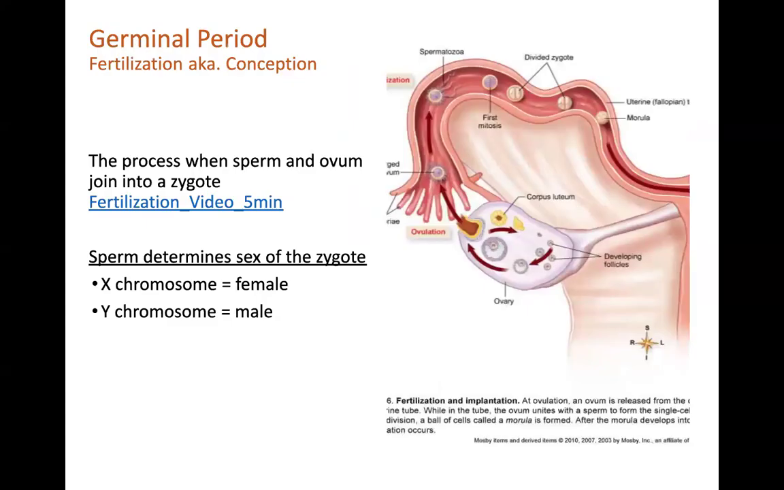So the germinal stage includes fertilization, also known as conception. This was that first video we showed in class. This is a really good time to pause this and watch that again. It's the process when the sperm and the ovum join into a zygote, and the sperm determines the sex of the zygote. An X chromosome is female and a Y chromosome is male. So if you're seeing an XX chromosome pair, it's a female. If you're seeing an XY chromosome pair, it's a male. So I'm going to pause and let you guys watch that video.